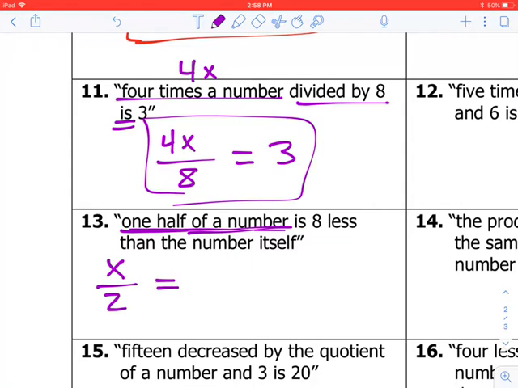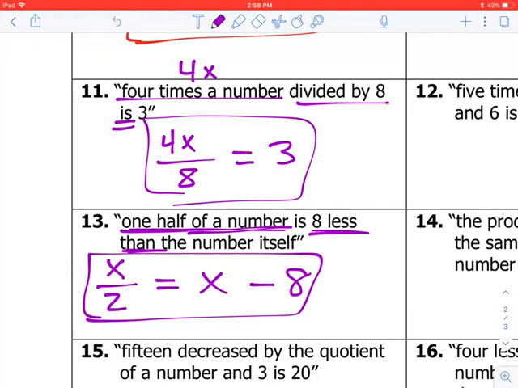So is 8 less than, remember, is at the end. So we need to end with minus 8. The number itself we already said was x. And there we are. 1/2 of the number, so x divided by 2 equals 8 less than the number itself, so x minus 8.